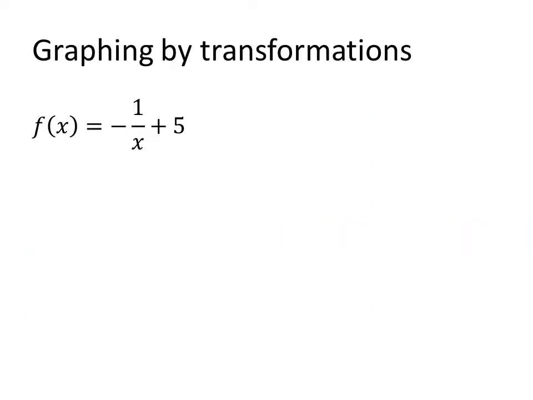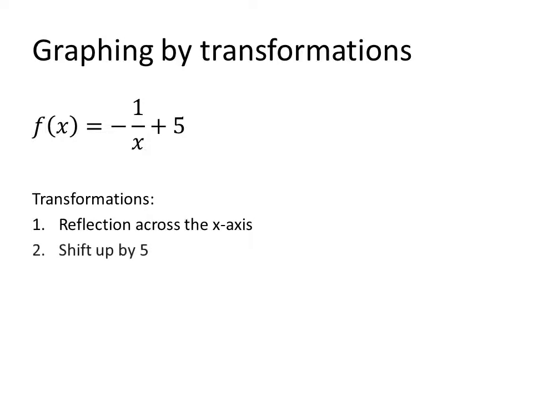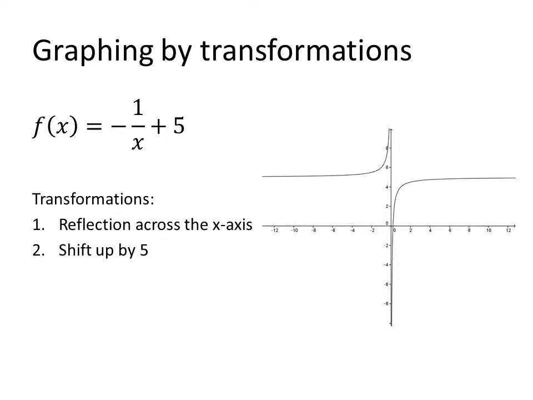So first, let's talk about graphing these by transformations. Here we see that we have the basic function 1 over x, and there's been a couple of transformations done to it. The negative in front makes it a reflection across the x-axis, and adding 5 to the end means that we're going to shift it up by 5. So in order to graph this, we start with our basic function, 1 over x. We reflect it first, and then we shift it up. This would be the graph of f of x is equal to negative 1 over x plus 5.